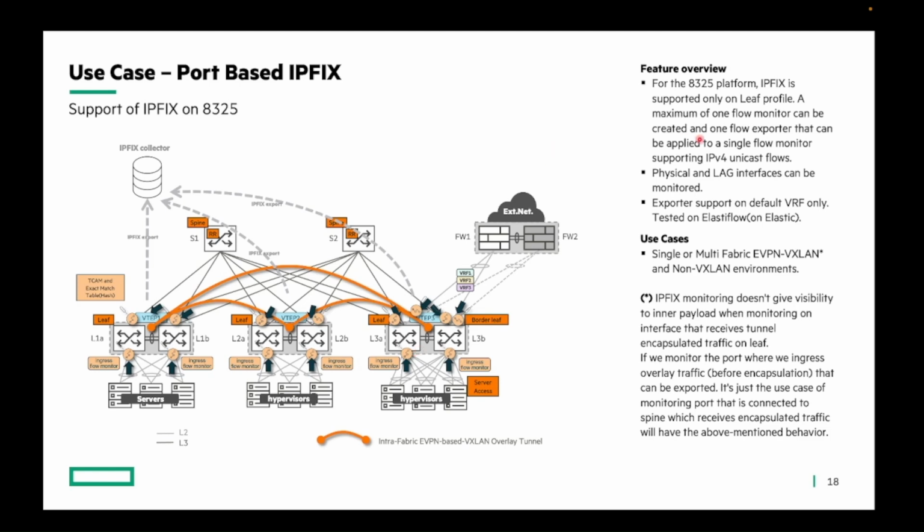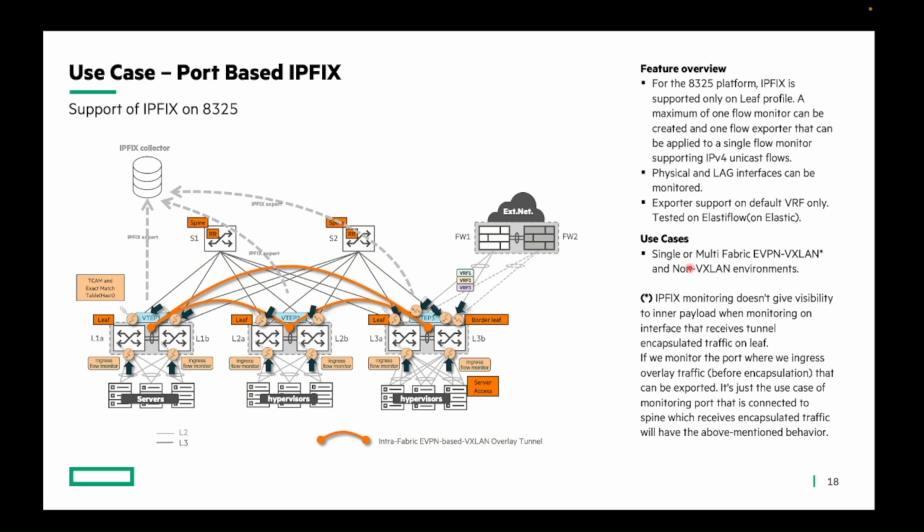A maximum of one flow monitor can be created, and one flow exporter can be applied to a single flow monitor. Only IPv4 unicast flows are supported. We can monitor both physical ports and LAGs. Exporter support on the default VRF only is tested on Elastic Flow, right? As of today, not on SolarWinds NTA due to a particular issue. So you would see that we are supporting Elastic Flow as of this release.